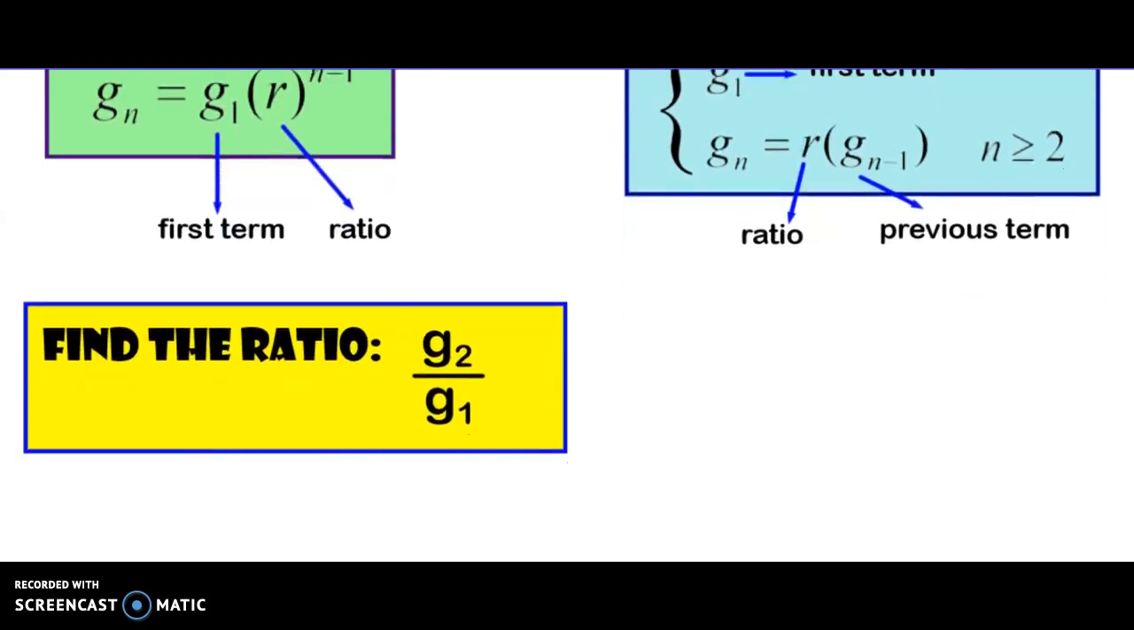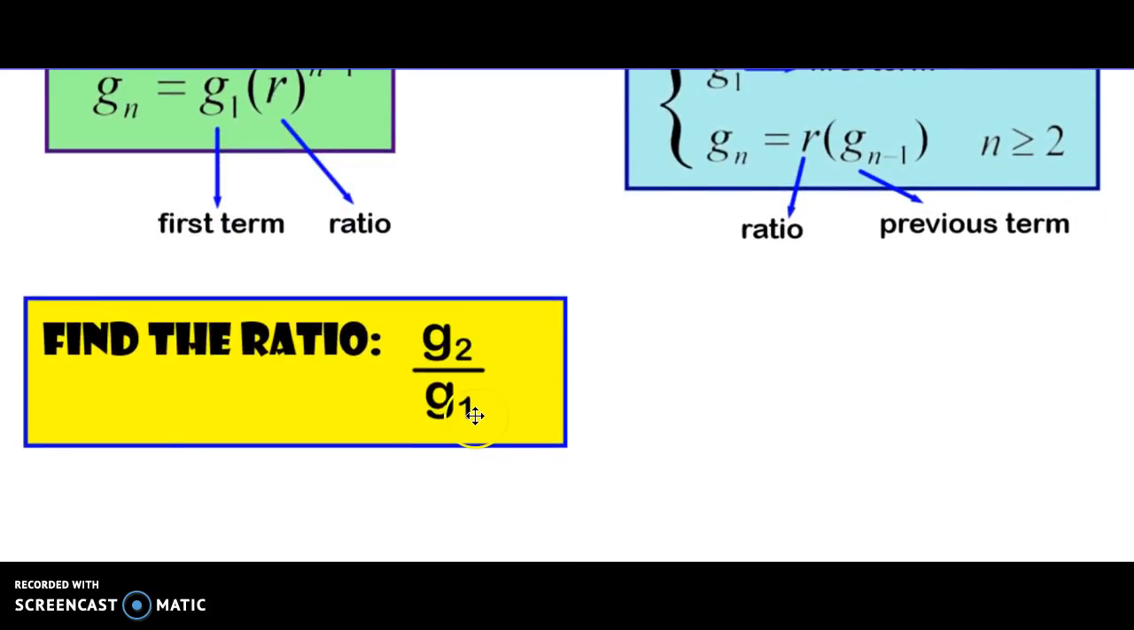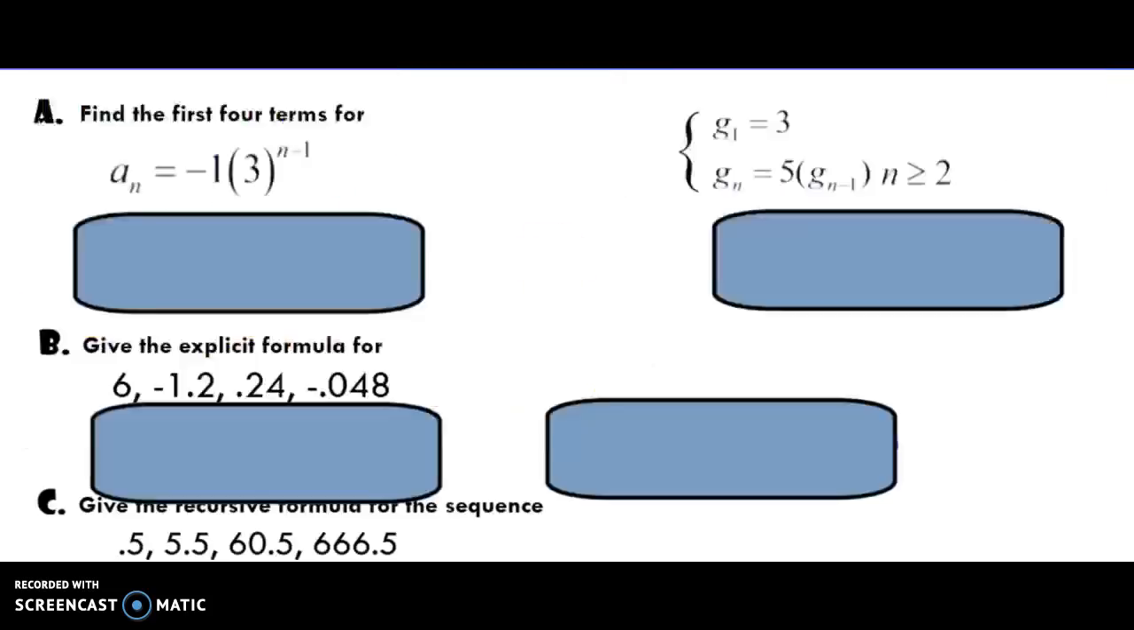To help you find the ratio, if it is not obvious, you are going to take the second term and divide it by the first term. So let's try a few of these.